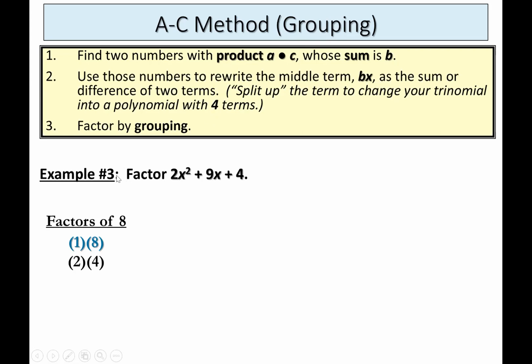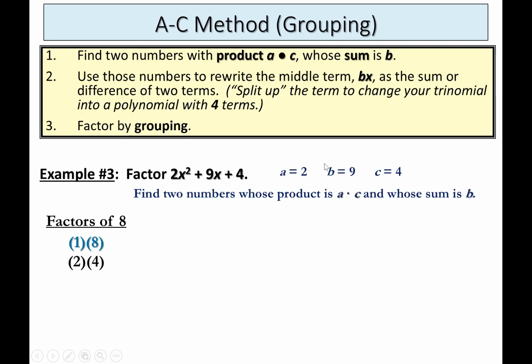Here we go. Example 3, factor 2x squared plus 9x plus 4. So I'll just say right now, we're about to do the same 2 problems again. We're just going to use a different method. So we kind of already know the answers, but try to forget. All right, 2x squared plus 9x plus 4. So the first thing we're going to do is make sure we understand what's A, what's B, and what's C. A is 2, that's the first coefficient. B is 9, that's the second coefficient. And then C is 4, that's the third term, the constant term. So we're finding 2 numbers whose product is A times C and whose sum is B.